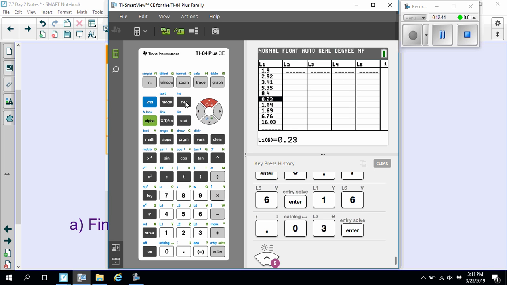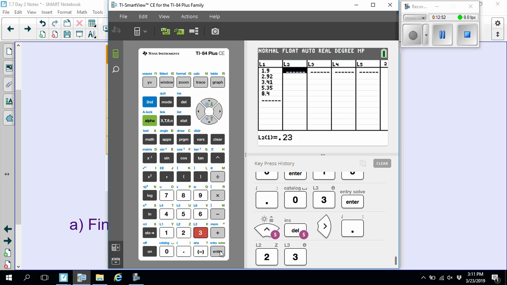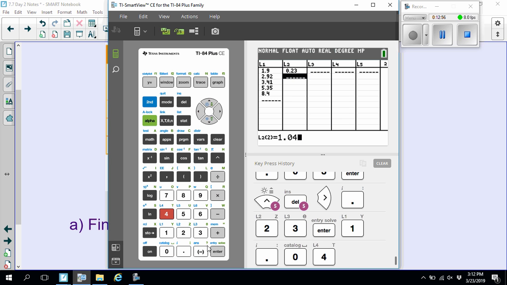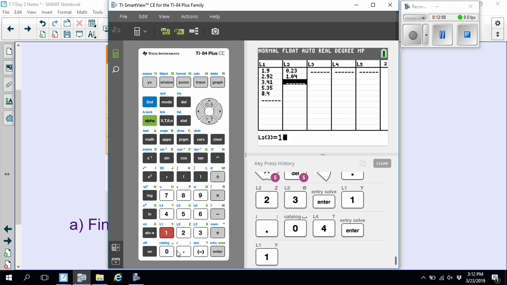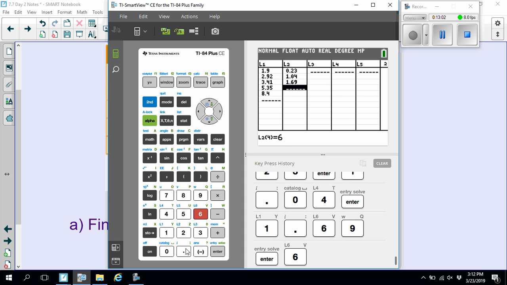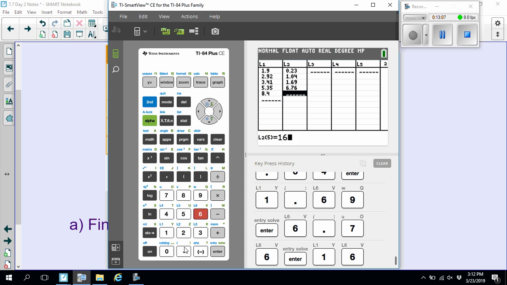So I'm going to go ahead and delete these. There we go. Now I'm going to scroll over. Make sure you scroll over so you can plug these in there. There we go. So that's in L2. And 1.04, 1.69, 6.76. I think our last one is 16.03.